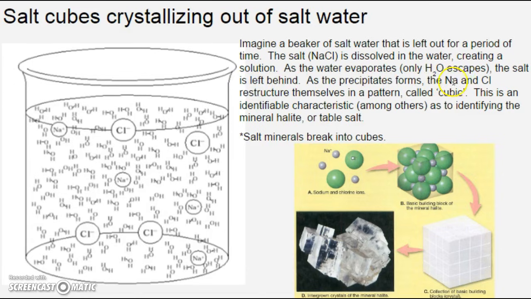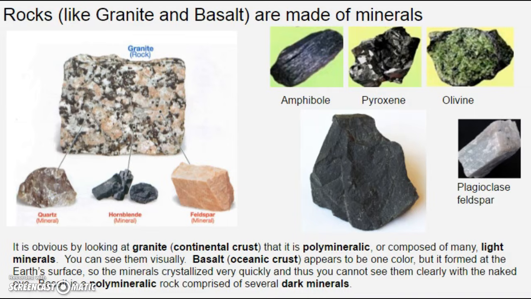As the precipitate forms, the Na and the Cl restructure themselves in a pattern called a cube, and we can see a picture here. The Na and Cl always combine to form this cubic pattern. So this is an identifiable characteristic, among others, for identifying the mineral halite, or table salt. Salt minerals break into cubes, so they simply reflect the atomic structure of how they formed and what they look like internally. So rocks, like granite and basalt, are made of minerals.